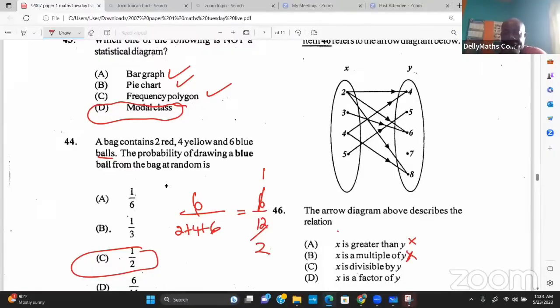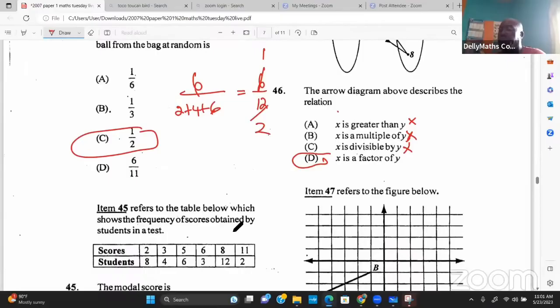X is divisible by y. So in other words, then you're suggesting that 2 divided by 4 will give me a whole number. No, so x is not divisible by y. So this is also incorrect. So that means this is the answer, whether or not I read it. And this is how we want to understand what we have to do. I'm going to read it though, but the answer is already the last one.